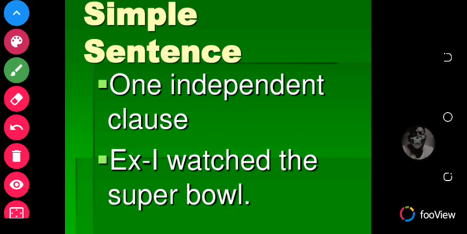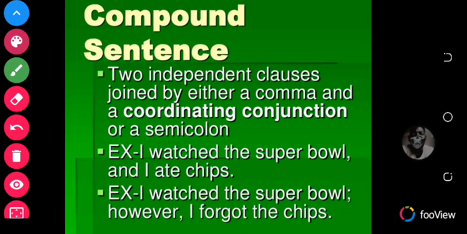A simple sentence has one independent clause. It has one main clause, that is, it makes sense on its own, like I watched the Super Bowl. And a compound sentence has two independent clauses joined by either a comma, a coordinating conjunction, or a semicolon. Example, I watched the Super Bowl and I ate chips. Another example is I watched the Super Bowl, however, I forgot the chips. So that's an example of a compound sentence.